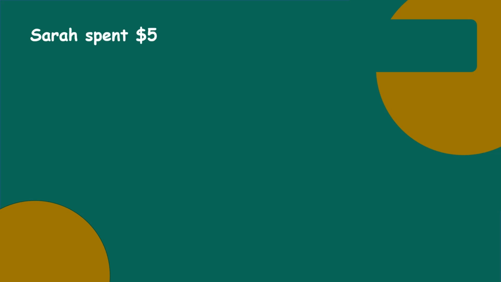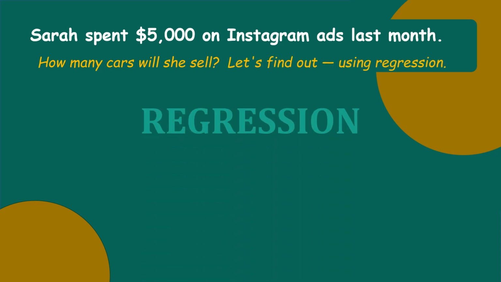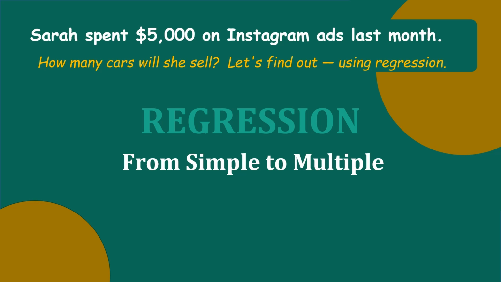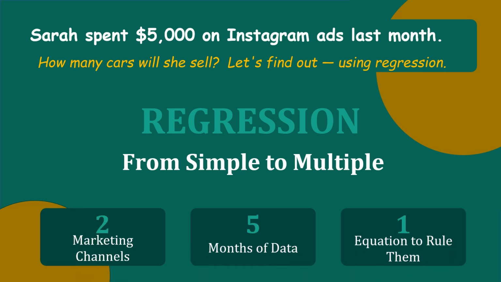Sarah spent $5,000 on Instagram ads last month. How many cars do you think she sold? Let's find out using regression. This video covers it all. 2 marketing channels, 5 months of data, 1 equation to rule them.